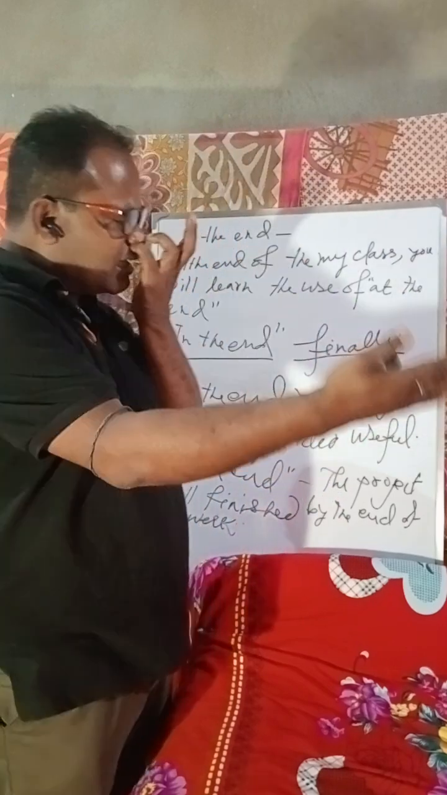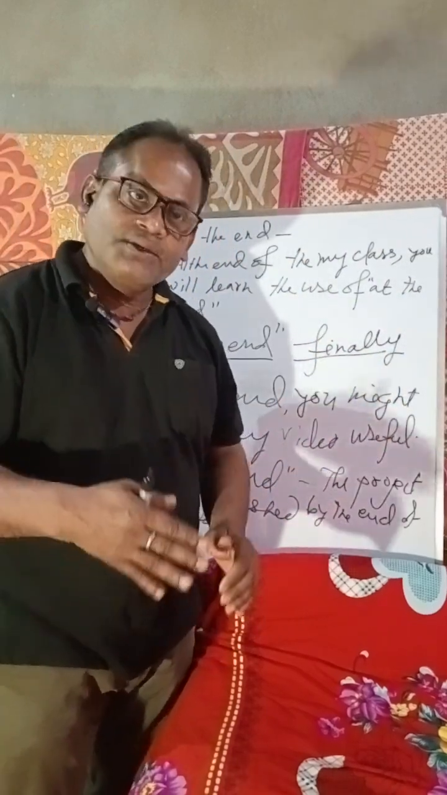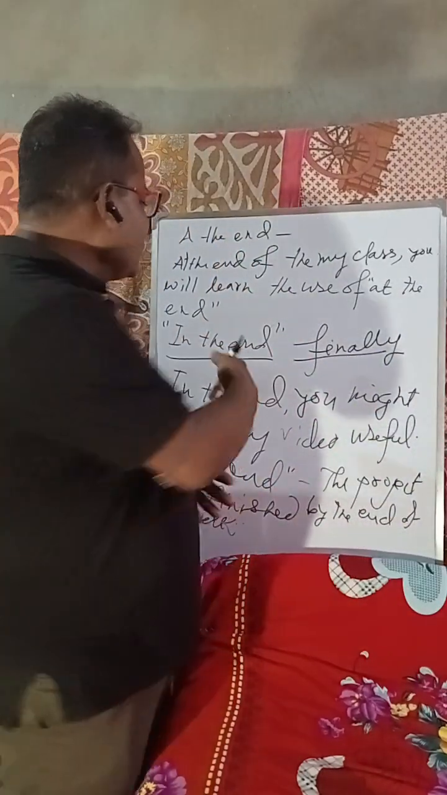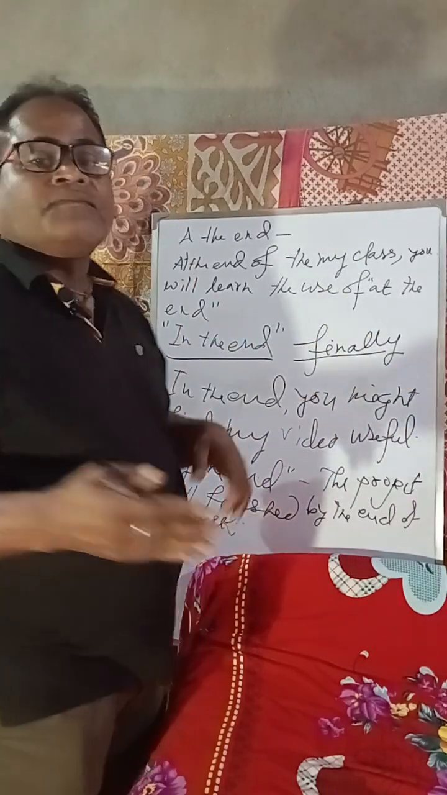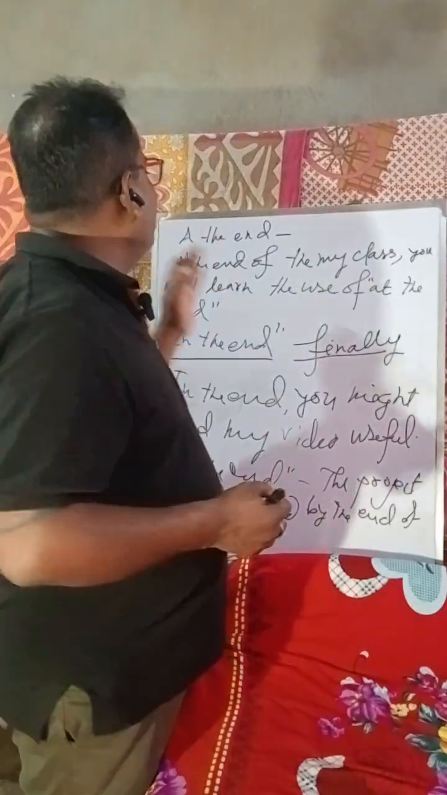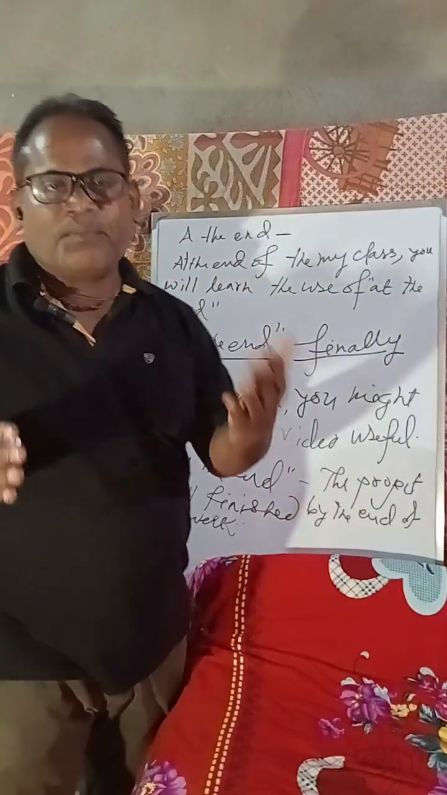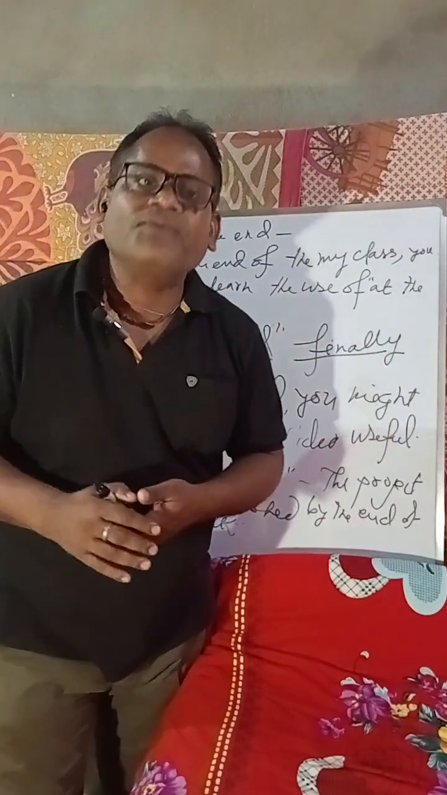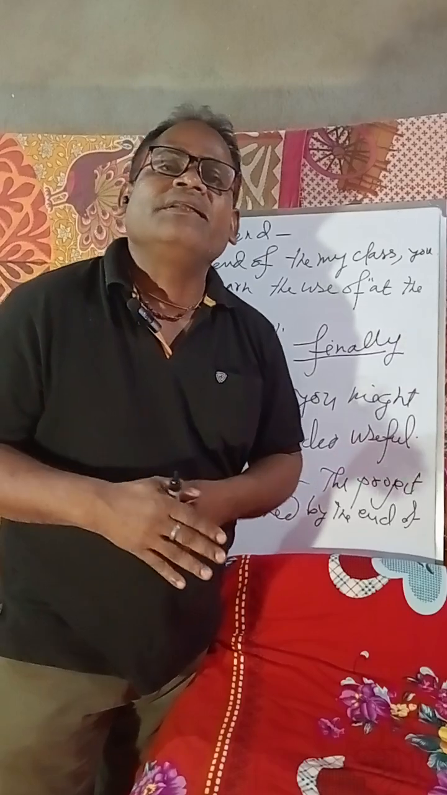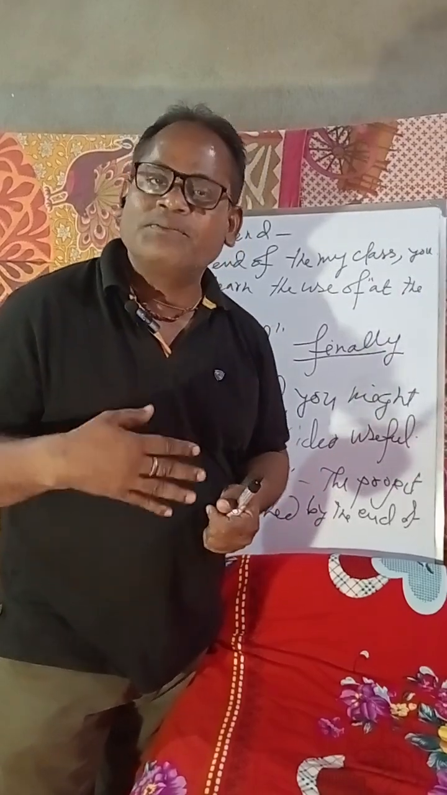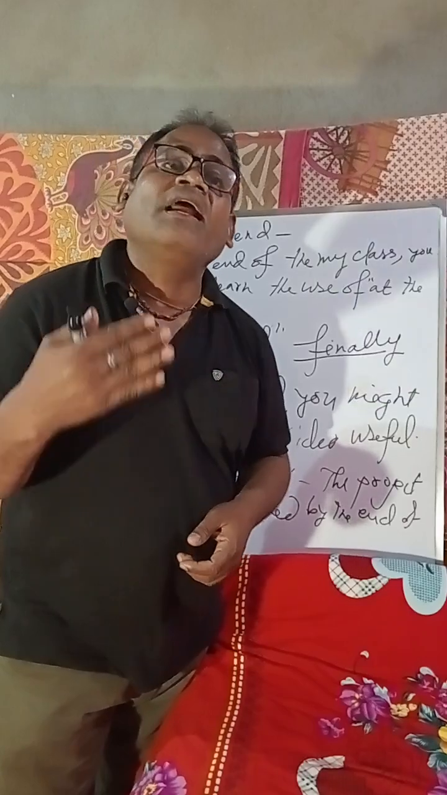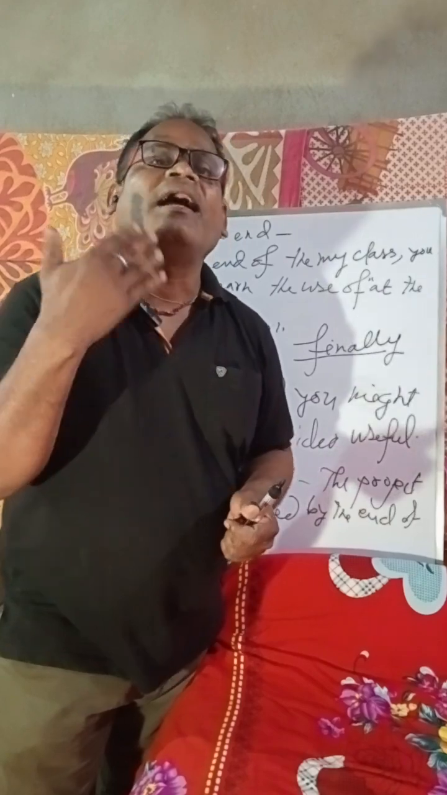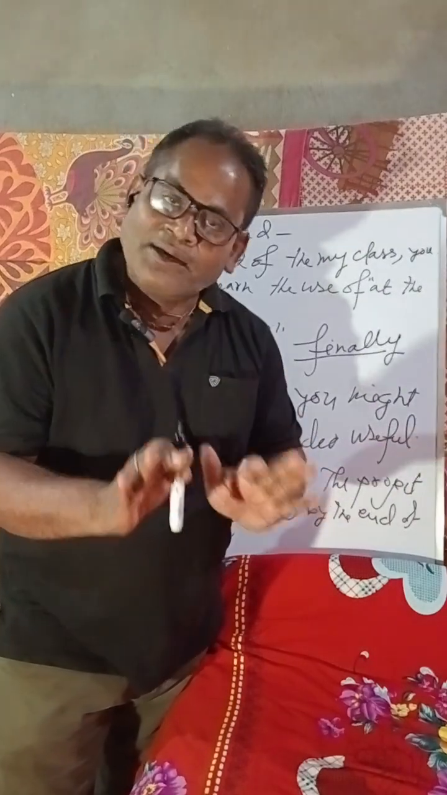In the end, this is at the beginning of something, at the end of something. Do you get it? That's how at the end or in the end can be used. At the end means, in the end means finally. Suppose, like I have given the example, at the end of my class, what will you do? You will learn the use of at the end of something, in the end of something, or by the end of something. You will learn at the end, in the end, and by the end. Okay, you will learn all three of them.